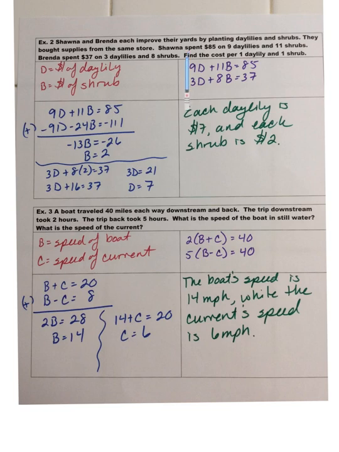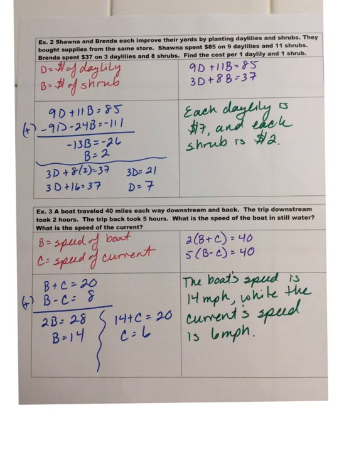All right, so here's the key. Find the cost per 1 daylily and 1 shrub. So that's what your variables are going to represent. So I did D equals the cost of a daylily and B equals the cost of a shrub. I didn't do S just because S looks too much like the number 5 and then it gets confusing.